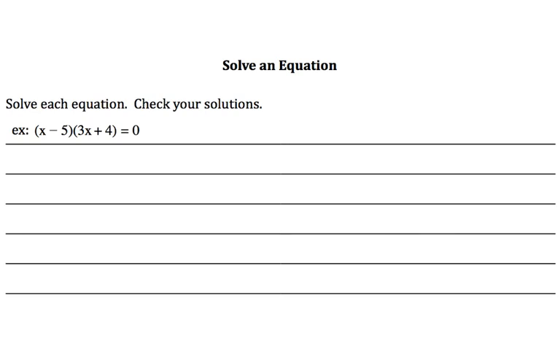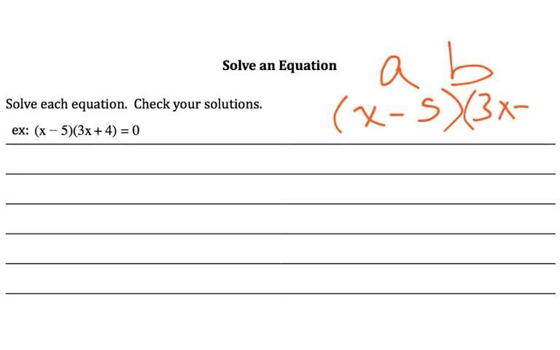Solving equations. Check your solutions. Now this problem is already given to us in a factored form. Because of the way it looks, I know that I have multiplication of two things resulting in 0. So that means that either the left side, which is x minus 5, is 0, or the right side, which is 3x plus 4, is 0. The best way to do these is directly below this line, we're going to rewrite x minus 5 equals 0. And then over a little bit, we're going to write 3x plus 4 equals 0.